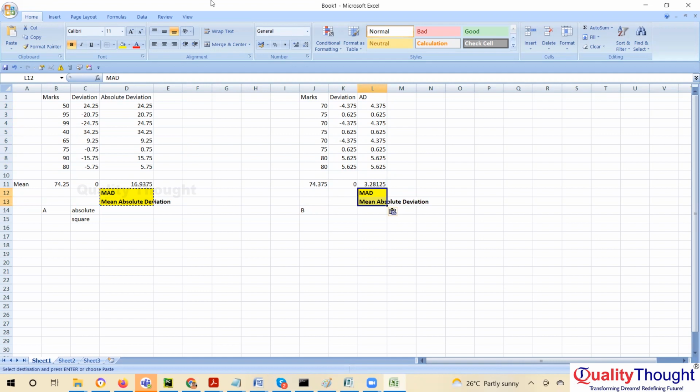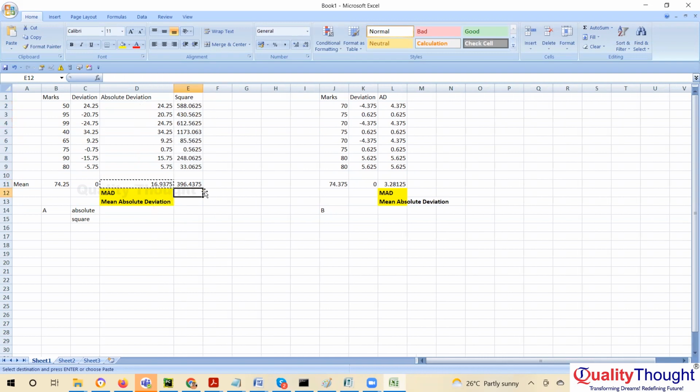Okay, great. Now the second way is to do the square, to find the square of deviation, deviation into deviation. Now if you find the average, what do you get? 396. Okay, 396 is your, what is it called? This is called variance.